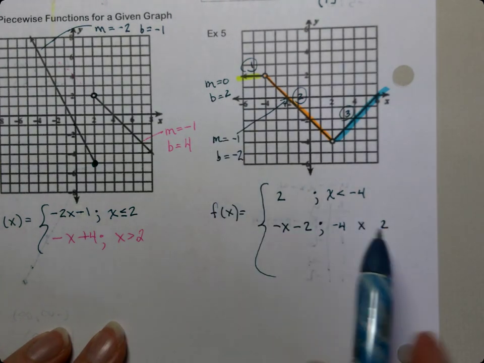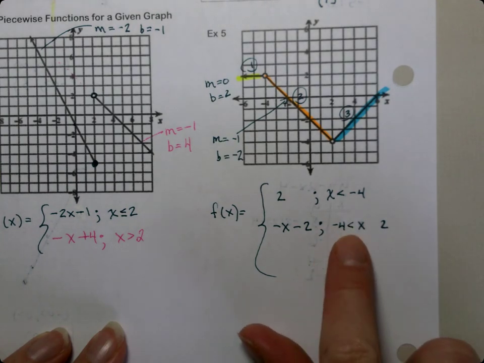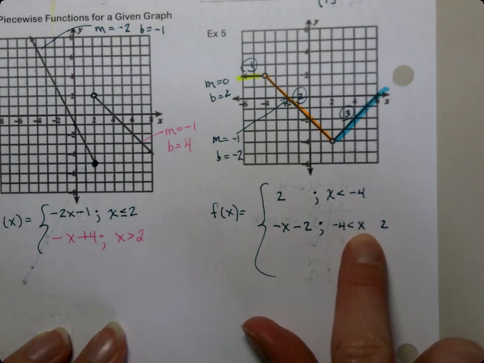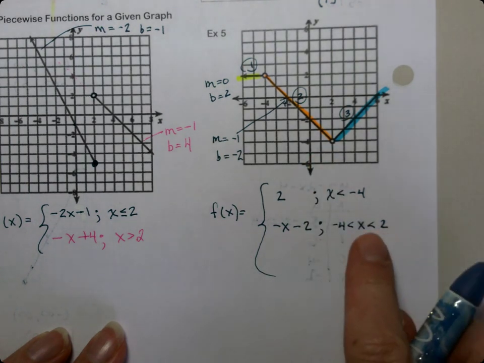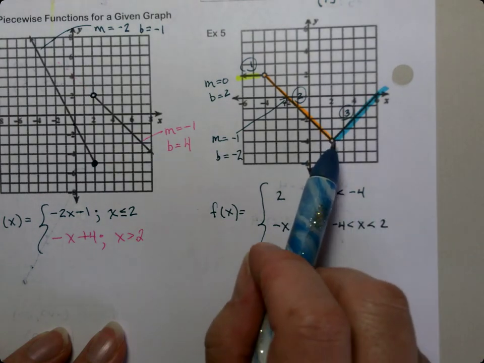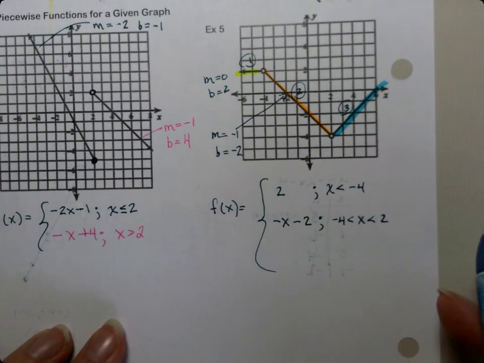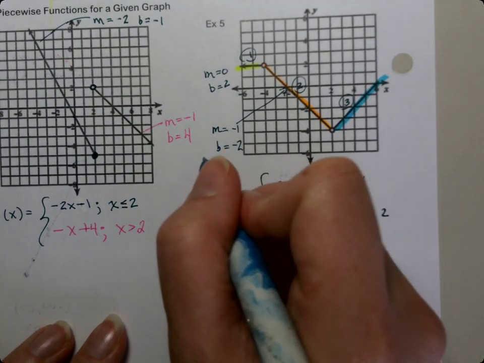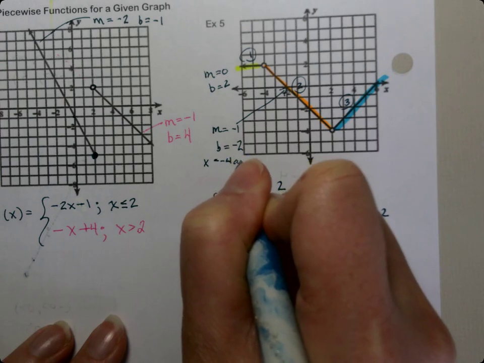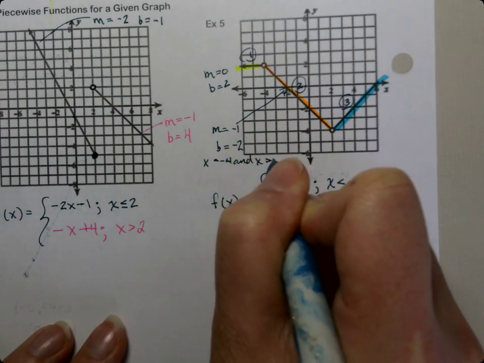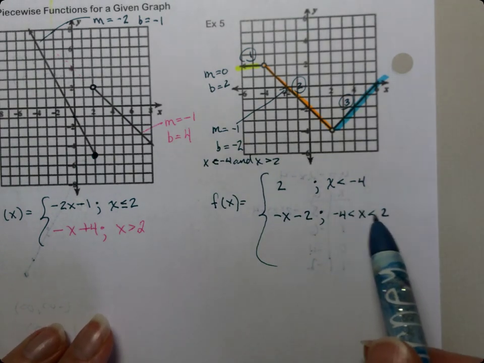So if you read it, x is going to be greater than -4, or -4 is less than x. And x has to be less than 2 because 2 is too big. Neither of them are included because they're open circles. So you could write it like that. You could also have written it as x is greater than -4 and x is less than 2, but I think it's easier to see it this way.